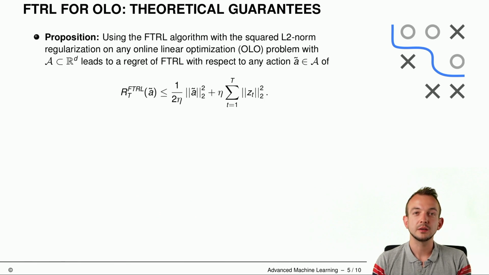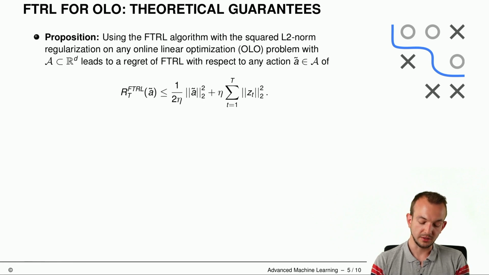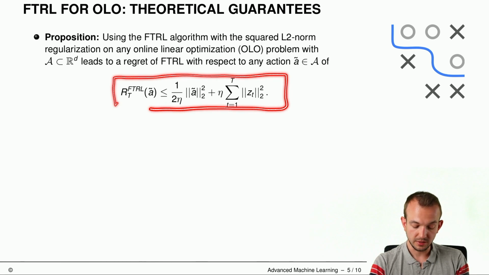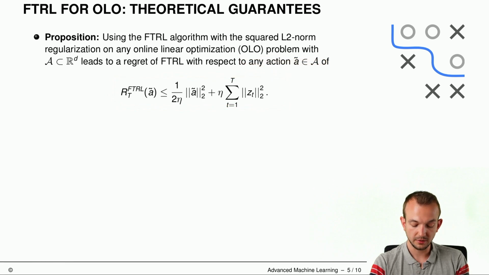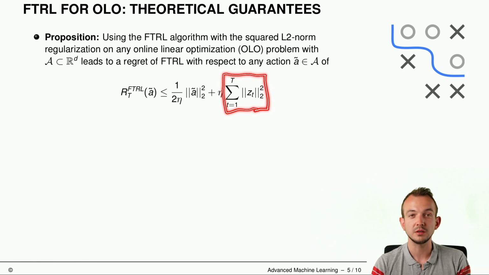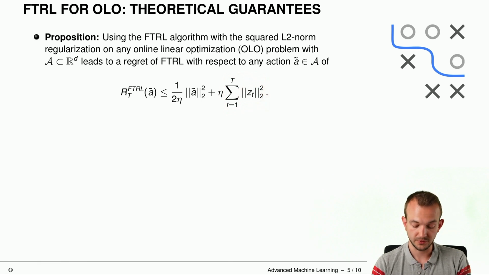And we can derive the following theoretical guarantee for the regularized counterpart of the follow the leader algorithm. If we use squared L2 norm for regularization, if we deal with an online linear optimization problem where the action space is some subset of R^d, we can derive that the regret with respect to some competing action A tilde, which can be any action you like, is bounded by this term, yeah? Where we have one term depending on the competing action A tilde, or rather its squared Euclidean length, and a term which is depending more or less on the variation of the environmental data points in terms of their squared Euclidean lengths. And this is what you see.